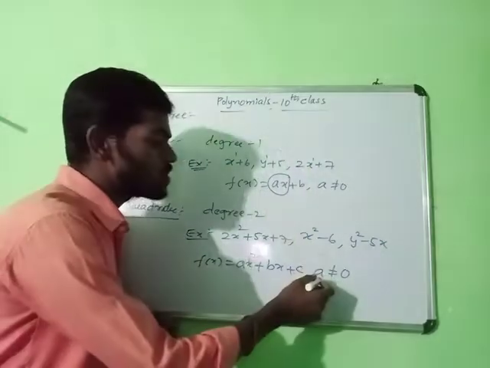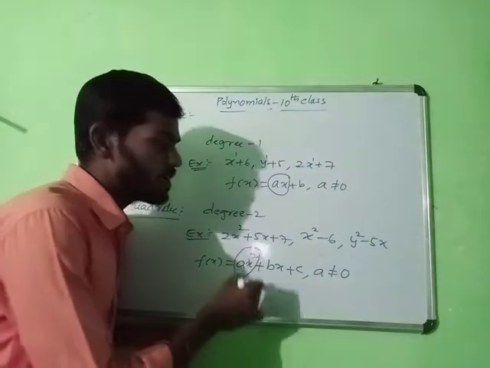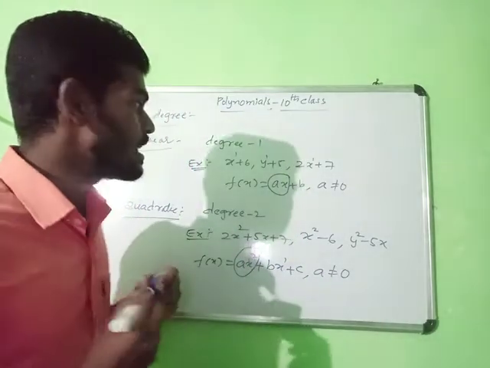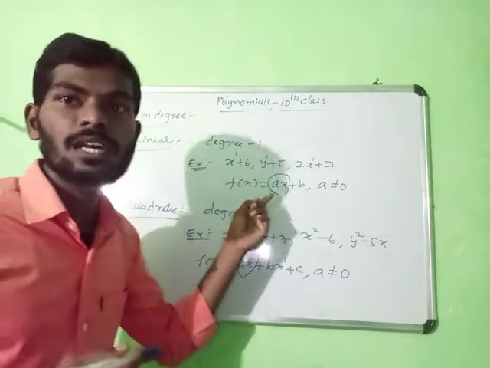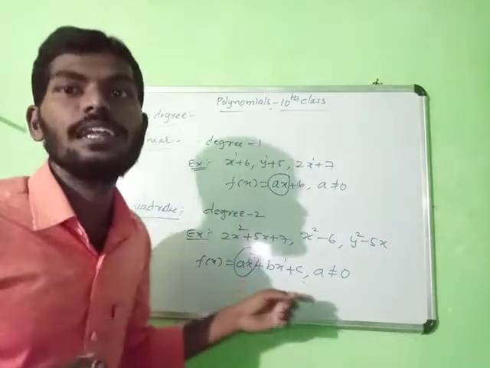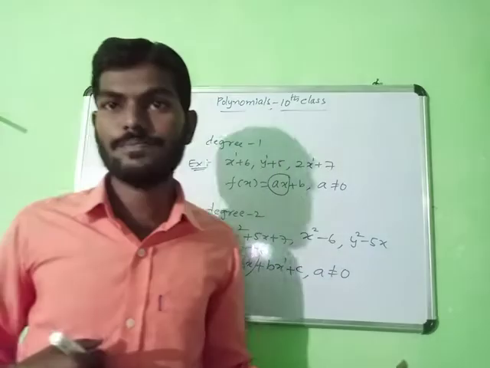Here if a equals 0, then what will happen? This term will disappear. Then what will come out? How much degree will come? 1. 1 means what? Linear polynomial. Here see, if a equals 0 in the linear case, it becomes a constant polynomial, but here if a equals 0, it becomes a linear polynomial. So in this also the condition is a is not equal to 0.